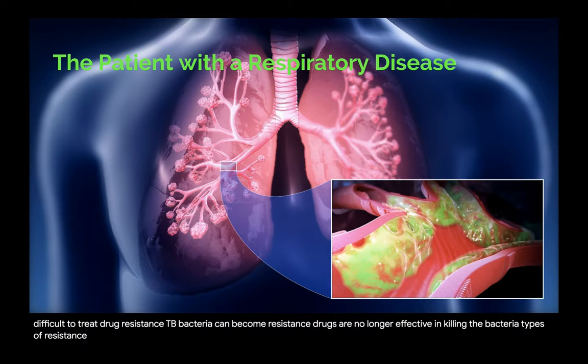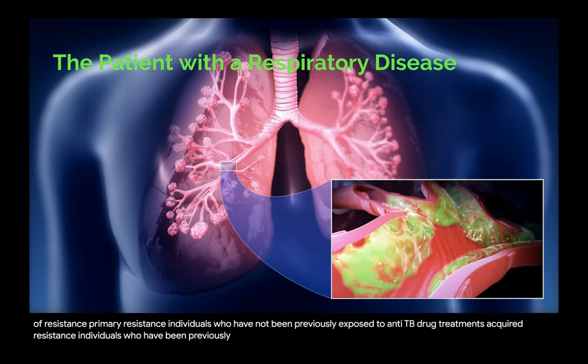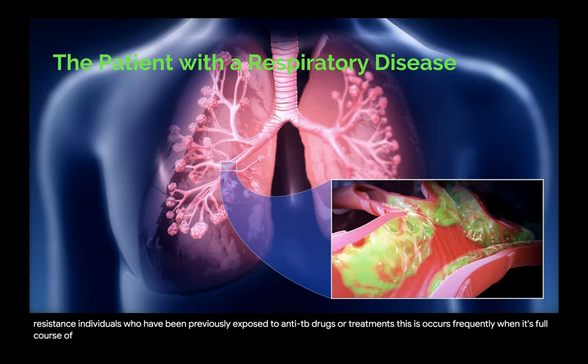Types of resistance. Primary resistance: individuals who have not been previously exposed to anti-TB drug treatments. Acquired resistance: individuals who have been previously exposed to anti-TB drug treatments. This occurs frequently when a full course of anti-TB drug treatment is not completed.